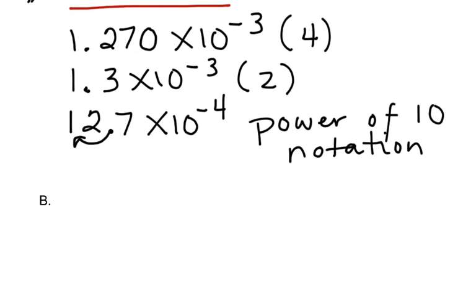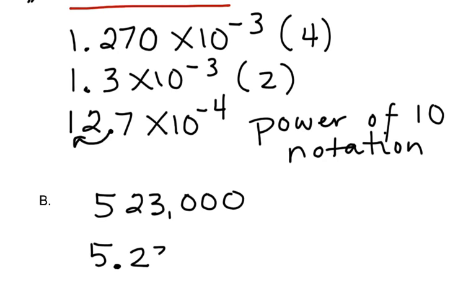Okay, let's do another example. Let's do the number 523,000, and let's write that in scientific notation. The first thing I'm going to do is find my first non-zero digit, looking from left to right, and that's a 5. To the right of that 5, I'm going to put a decimal, and then any non-zero digits that follow, I'm going to write those. I'm going to write a times, and I'm going to write a 10. And now I need to figure out what exponent I put on that 10.